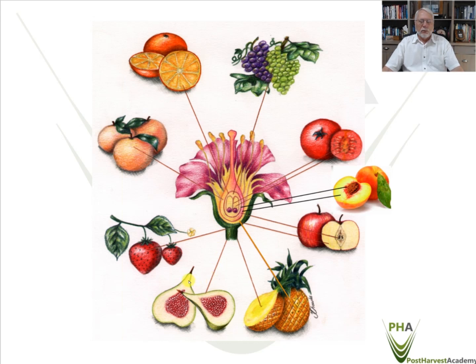In figs, the fruit is an inflorescence. The inflorescence axis is the white part with a large number of florets on it. Pineapples also develop from an inflorescence. The core of the pineapple is the inflorescence axis, and all of these little blocks on the pineapple are fruitlets that are fused together to produce a multiple fruit.